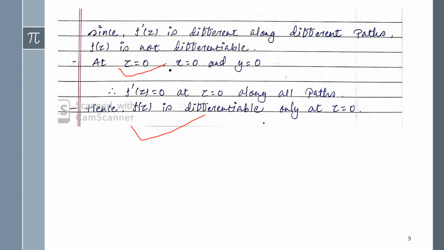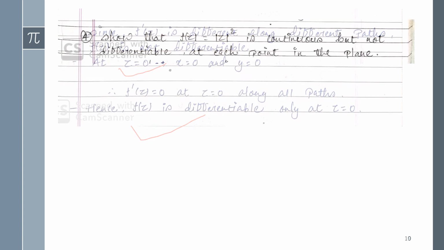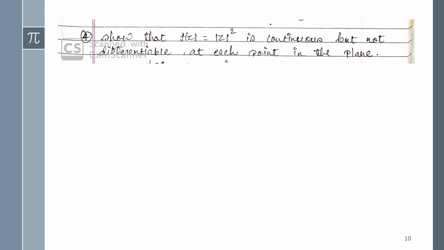Now next, the fourth example I have given here. The question is: show that f of z equals mod z whole square is continuous but not differentiable at each point in the plane. This is the same kind of example as up to the third example, and you have to do these examples in your assignment book. As an assignment you have to solve it on your own, and if you have any queries, you can contact me anytime. So just try to solve this fourth example.